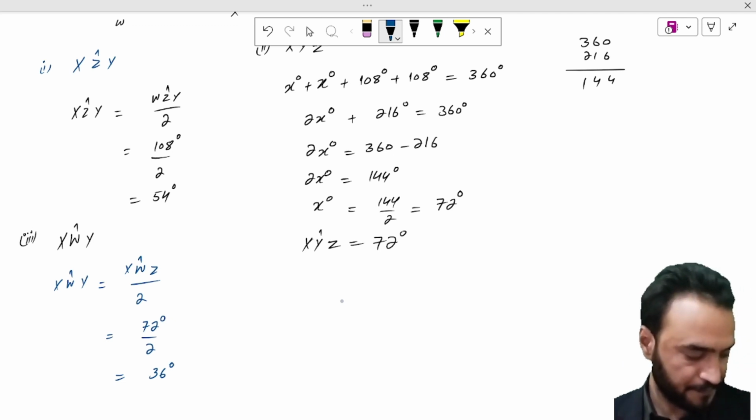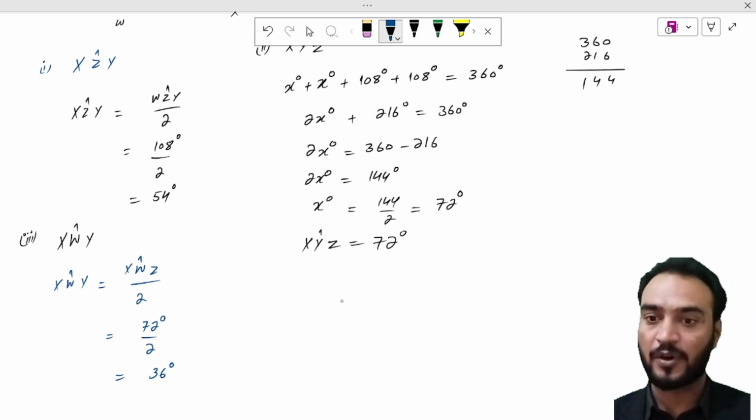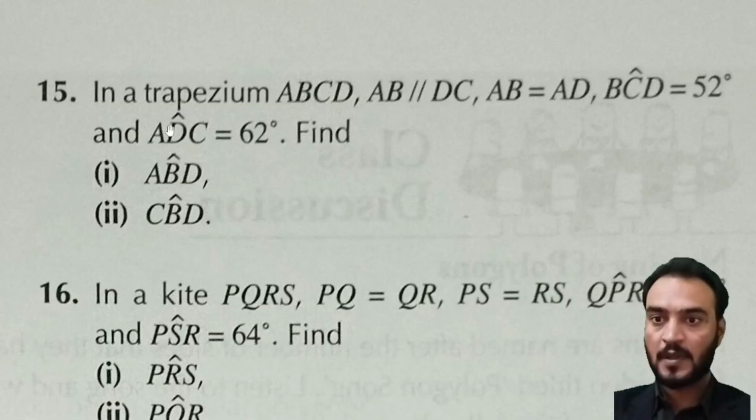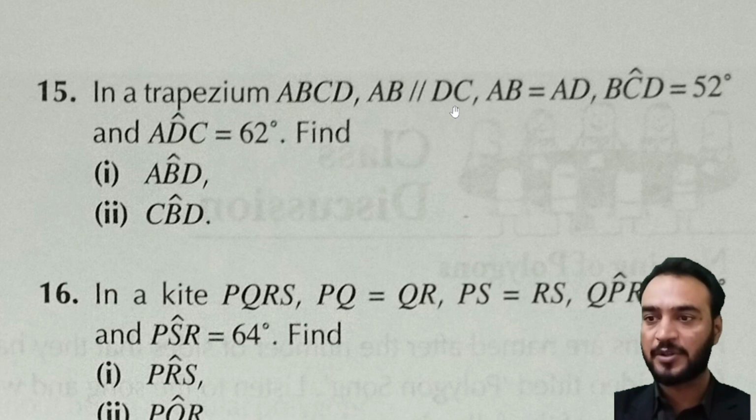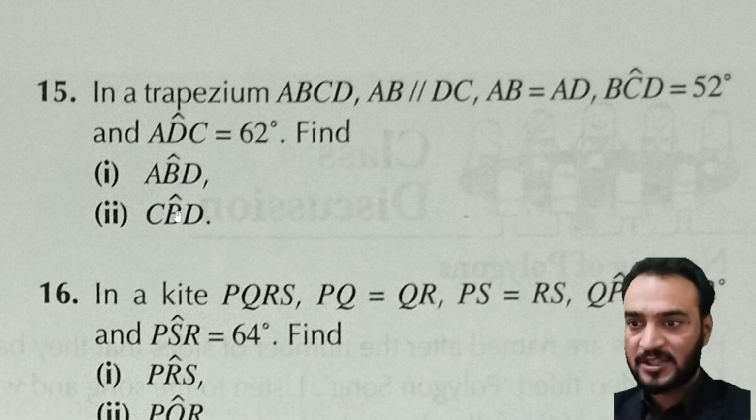And this was question number 14, and now we will solve question number 15. Question number 15 is: in a trapezium ABCD, AB is parallel to DC and AB is equal to AD. These two lines are equal. Angle BCD is equal to 52 degrees and angle ADC is equal to 62 degrees. Find ABD and CBD. We use this information, that is AB is parallel to DC and AB is equal to AD, and these two angles are also given. We have to find these two angles by drawing the diagram.